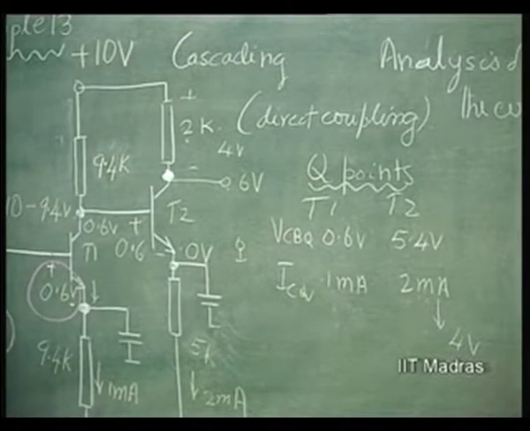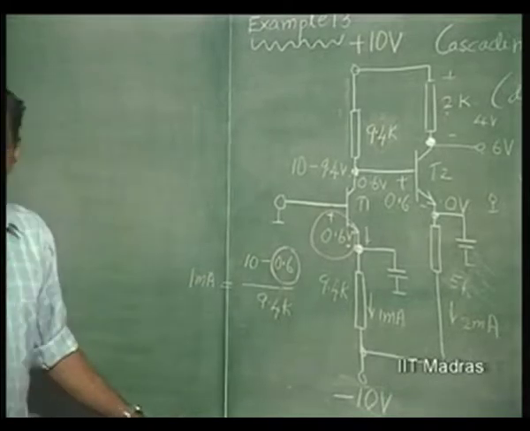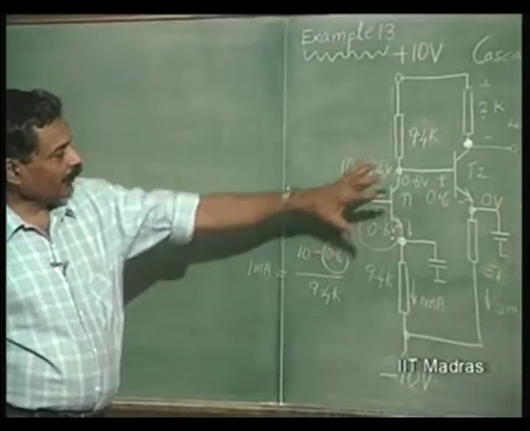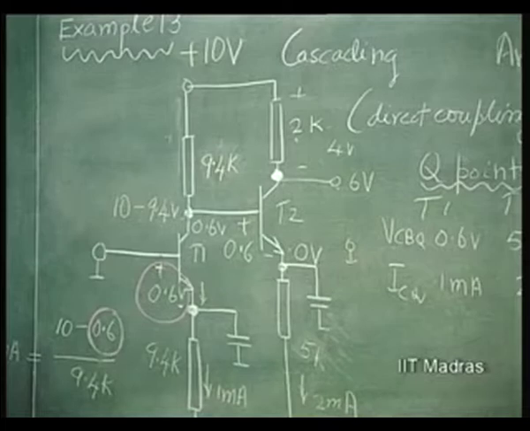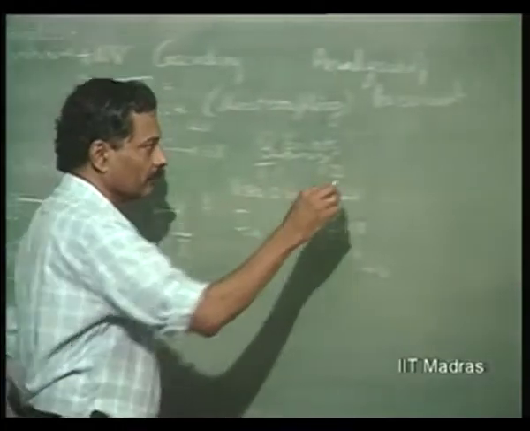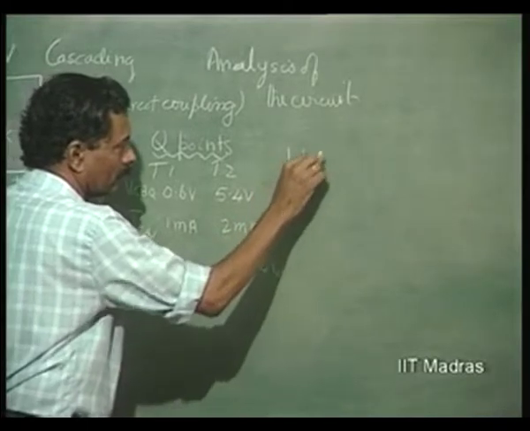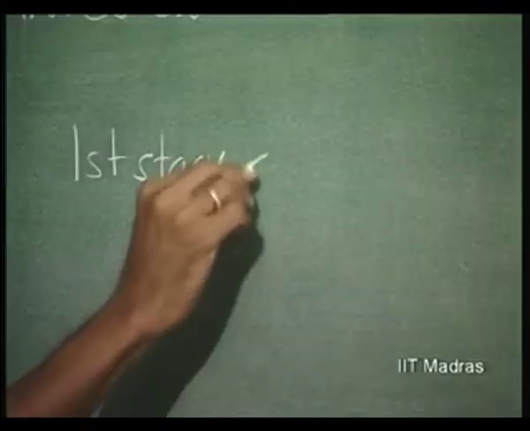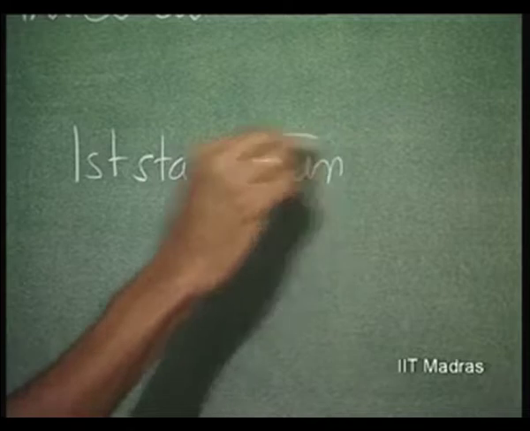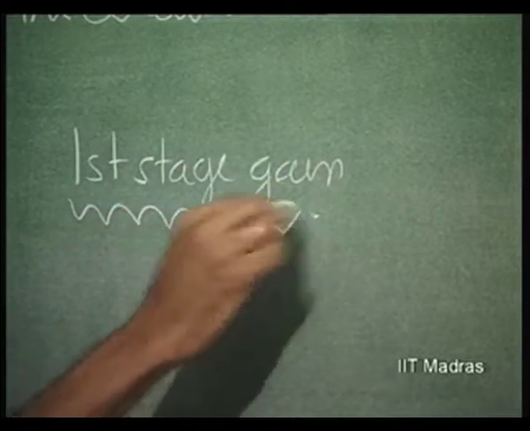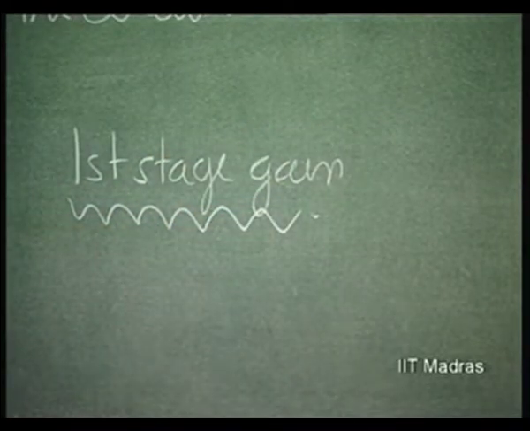This is the input where the signal generator can be connected, and let us consider the first stage gain. The first stage gain. Let us look at the first stage.